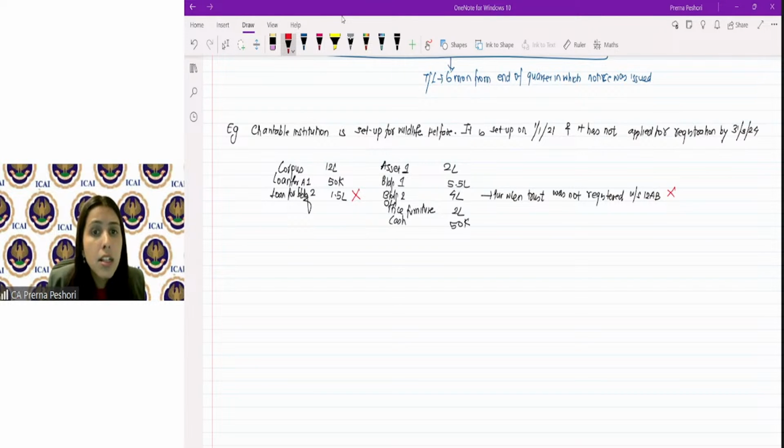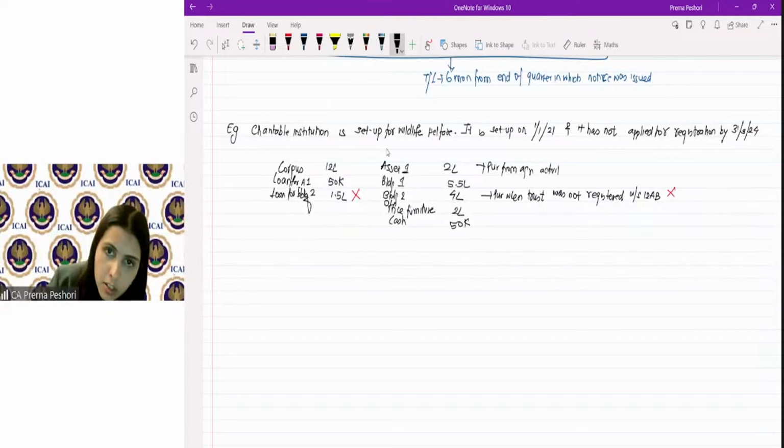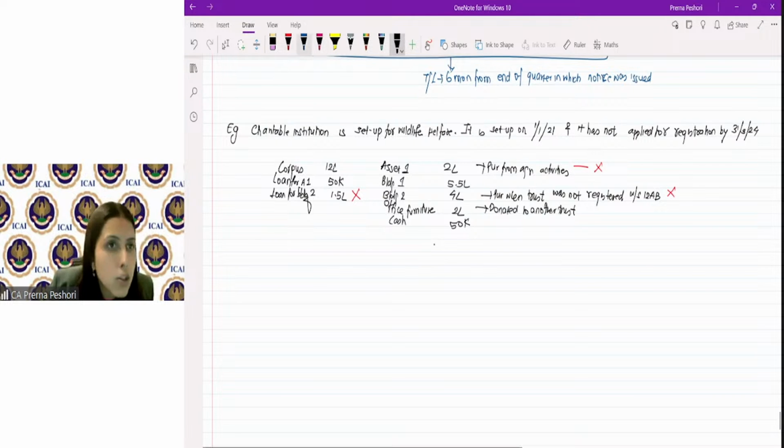Let's say, for example, this asset 1 which is there is from the purchase from the agricultural activities. So again, this is not purchased from the income which has been exempted under section 11. So I will not even consider this. Let's say, for example, office furniture which is there. Let's say this has been donated to another trust. If it was a case of dissolution, then in that particular case, I will not even consider this.